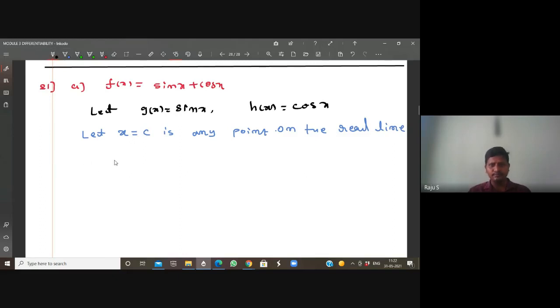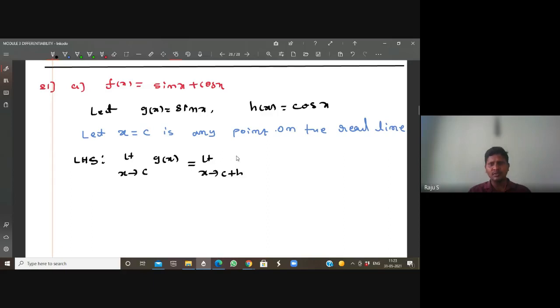Then, first step, LHC, left hand continuity, or LHS. There are no two different cases here. LHS is the limit as x tends to c of g of x. First, I want to check whether g of x is continuous or not. If you want to write more steps, this c you can write as c plus h.